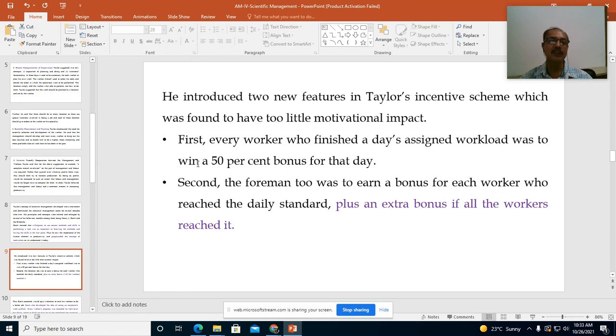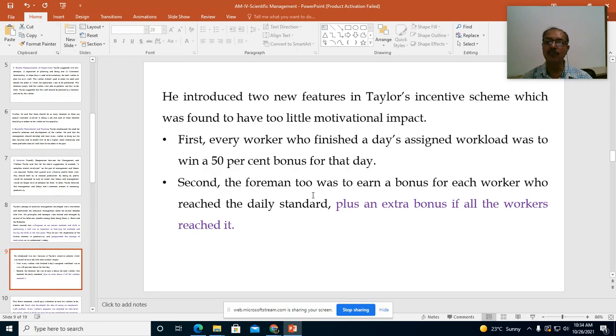But here he introduced, first, every worker who finished a day's assigned workload was to win a 50% bonus for that particular day. So even if you are able to achieve the standard one, you are going to gain a 50% bonus. Second, here the foreman's motivation is also being increased.